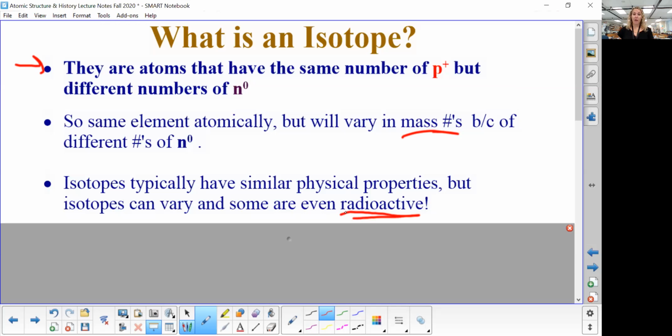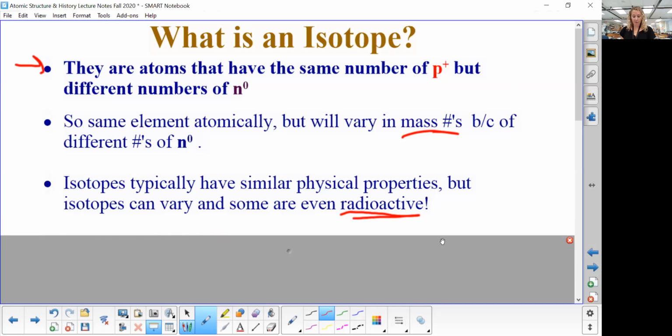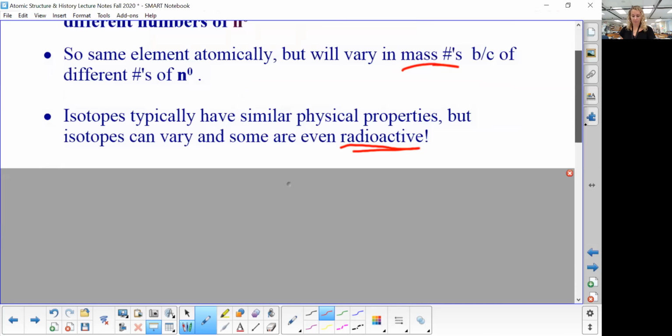So know that hydrogen has an isotope where it has a neutron in it, called deuterium, and then it has another isotope, which is radioactive, that has 2 neutrons in it. Not very common, but that's where you get the average atomic mass from.